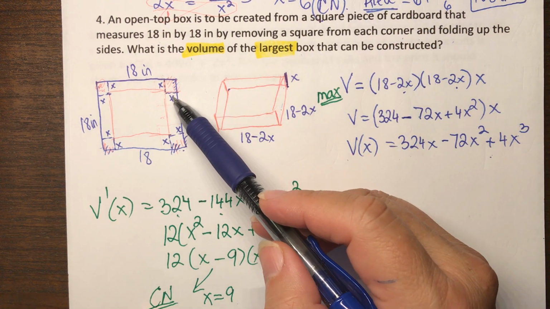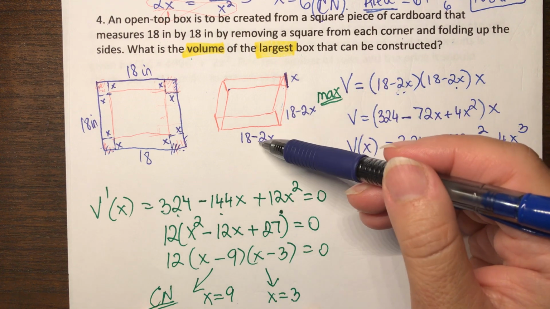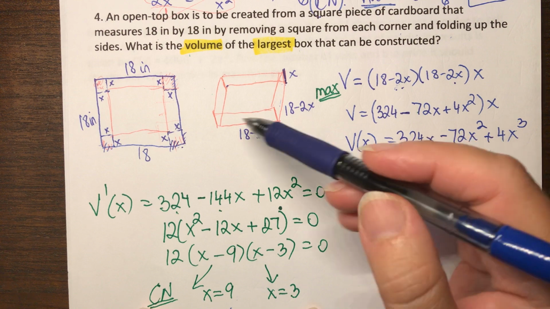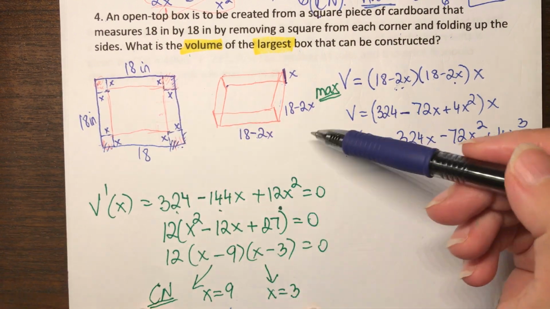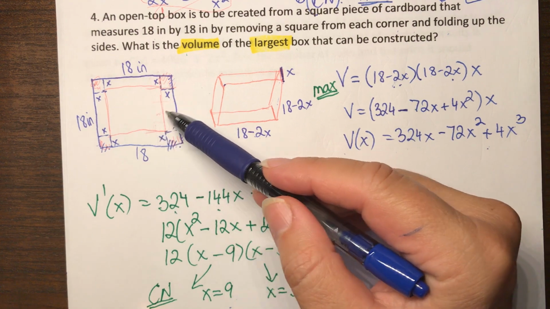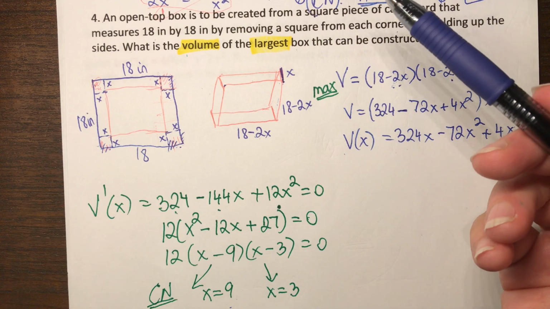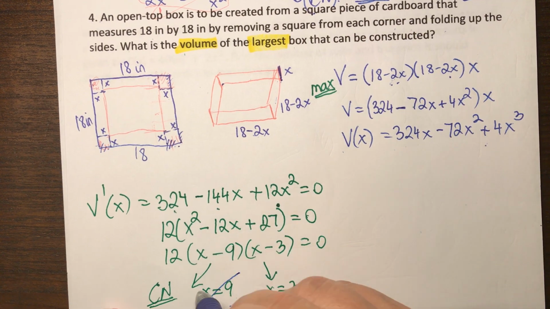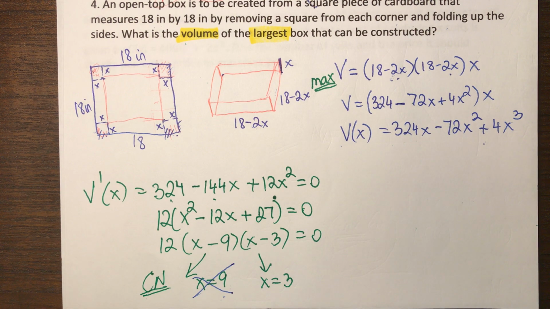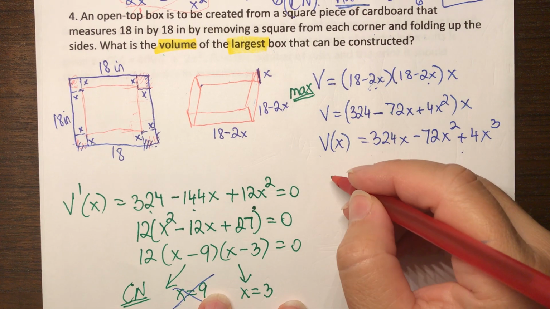Now, if I cut a 9 on each side, how much do I have left for this? If each x is 9, then 18 minus 2 times 9 is 0. So I cut the whole thing. I cut 9 inches here, 9 inches there. I cut the whole thing into 4 pieces. There's no box left from that, right? So that's why 9 doesn't make sense. So 3 does.